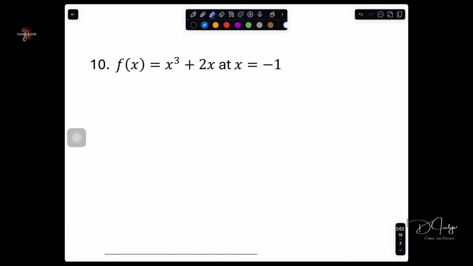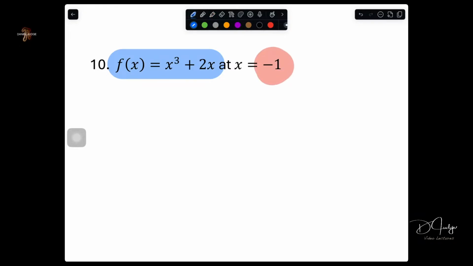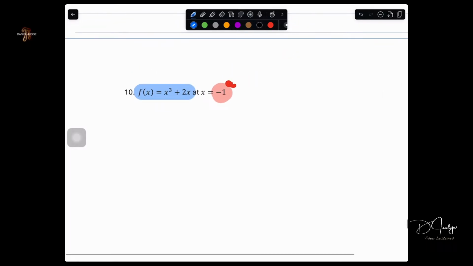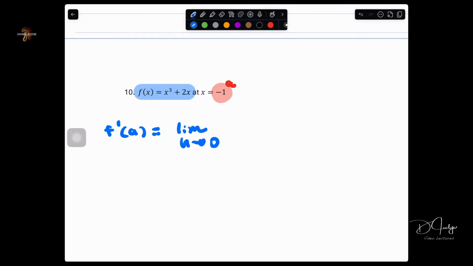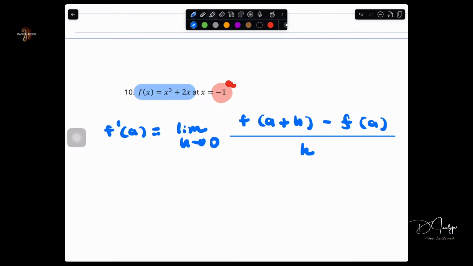Number 10. Your function is x cubed plus 2x minus 1. Here, this is the a value. So, using our definition, f prime of a is the limit as h goes to 0 of f of a plus h minus f of a, over h. Like before, replace a with -1. Wherever there's an a, we have a -1.